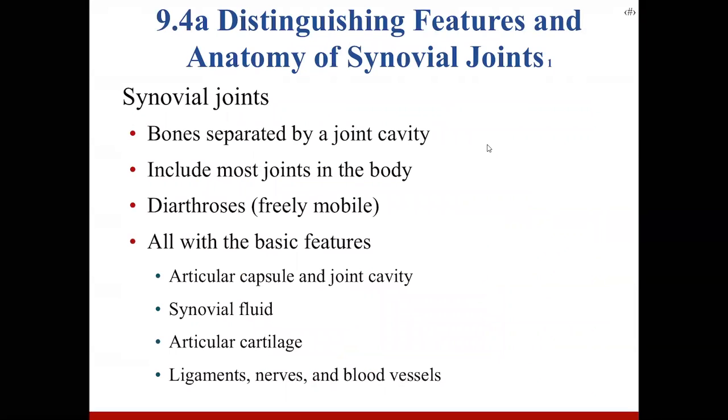Now synovial joints. Synovial joints have a cavity in them. Most of the joints in our body are synovial joints. So they're freely movable. They come with some basic features, right? They all have an articular capsule and a joint cavity. They have synovial fluid. They have articular cartilage, and they have ligaments, nerves, and blood vessels. That means you can feel things at them, right? And they have a blood supply.